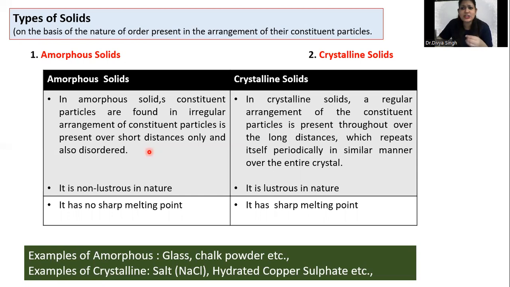Other properties like shiny surface: crystalline solids have a shiny surface. They are lustrous in nature. Amorphous solids are non-lustrous in nature. Crystalline solids have a sharp melting point, while amorphous solids have a low melting point. For example, as written below, amorphous solids have examples like chalk powder and glass. Crystalline solids are like the regular salt that we eat, NaCl, and hydrated copper sulfate. These are some examples of crystalline solids.